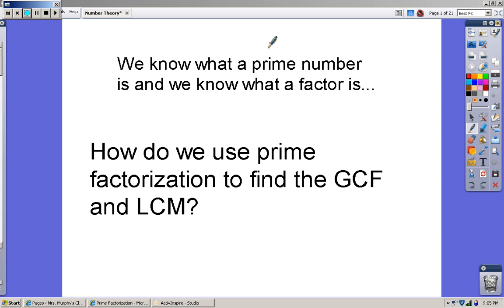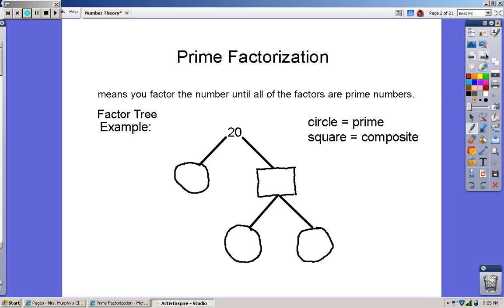We're going to bring together the idea of prime factorization and the ideas of GCF and LCM and how they all work together, just like we've done in class. So the first thing you'll need to do is break up your number into all of its prime factors. Every number can be broken down into its prime factors. So for this one, you could either use 10 and 2 or 5 and 4.